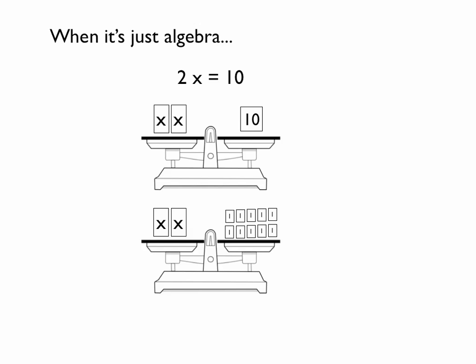We could also show 10 as a single quantity on one side, or we could break it up into 10 individual ones. Sometimes it's helpful to break that 10 up into 10 individual ones when we need to take some small number away from one side of the equation in order to help it balance.